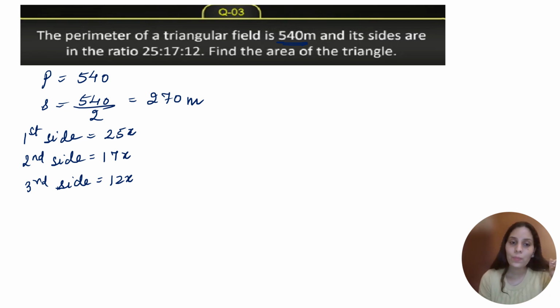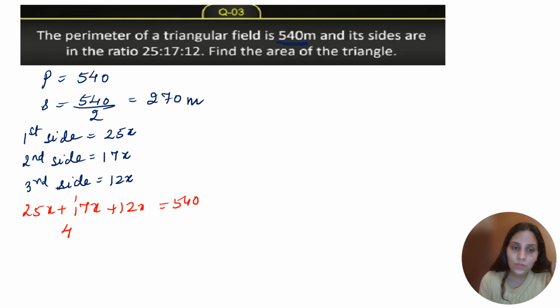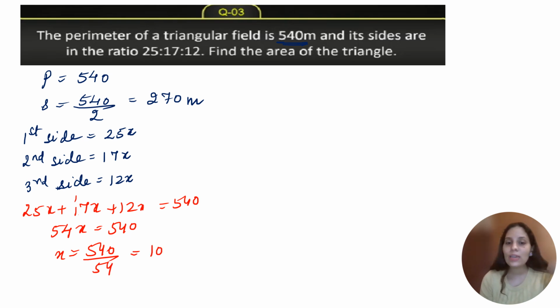Alright, now perimeter is the sum of all the sides. 25x plus 17x plus 12x is equal to 540. So here we get 7 plus 5, 12, plus 2, 14, 2, 3, 4, 5. 54x is equal to 540. So x is 540 by 54, which is 10. We got x as 10.